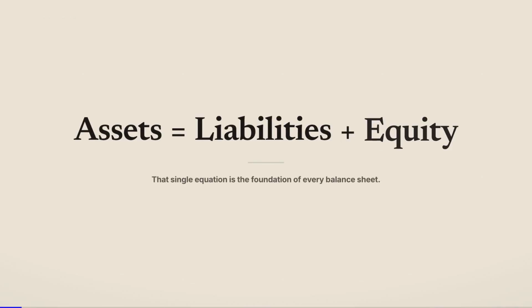Here is the takeaway. Assets are what the business controls, liabilities are what it owes, and equity is the owner's residual claim. Current and non-current categories organize timing. Double-entry bookkeeping keeps the equation balanced, and the sample balance sheet shows how all of this appears in a real statement. If you remember just one line, remember this: assets equal liabilities plus equity. That single equation is the foundation of the balance sheet.